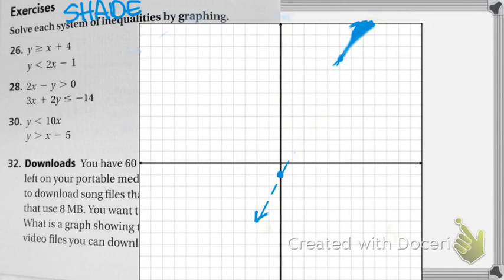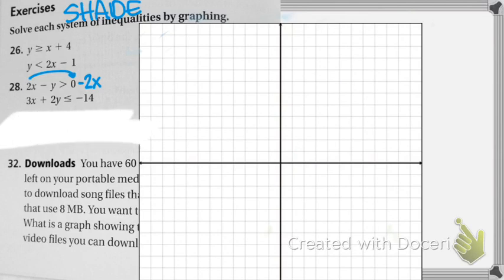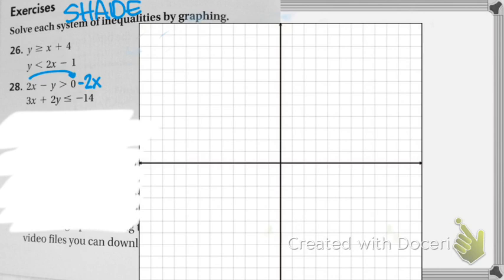Okay, let's do one more. Let's do this one. So since that one's not in slope-intercept form, we need to put it in slope-intercept form. So I'm going to move this over and make it minus 2x. And then I get that negative y is greater than negative 2x. So I need positive y, so I'm just going to change it. And if I change the sign, I need to change the inequality symbol too. So every sign changes and the inequality symbol flips.